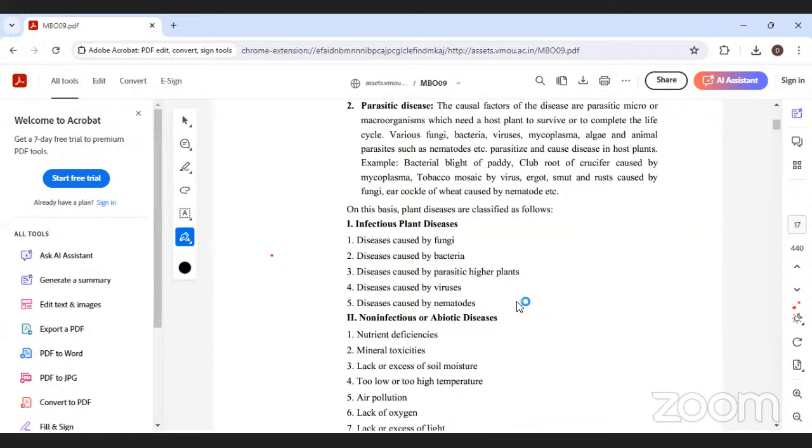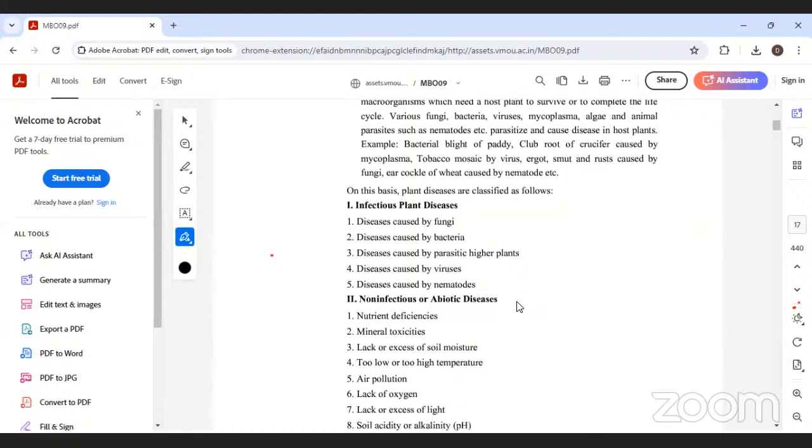Next, disease caused by parasitic higher plants. Next one is disease caused by viruses. Next one, disease caused by nematodes. This is the main classification of infectious plant disease: fungi, bacteria, parasitic higher plants, viruses, nematodes.